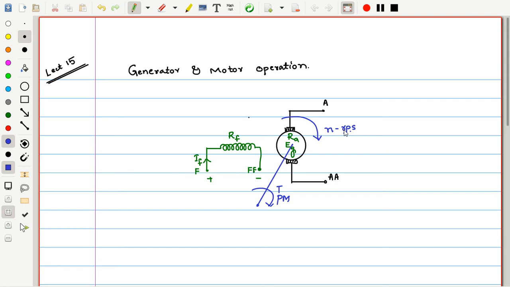And one thing you try to observe carefully here: when the machine is rotating like this, if it is operating as a generator, we need to provide mechanical power as an input to this shaft in the form of prime mover torque. And when this torque acts on the armature, it tries to rotate inside the magnetic field provided by the field winding. As a result, induced EMF is developed.